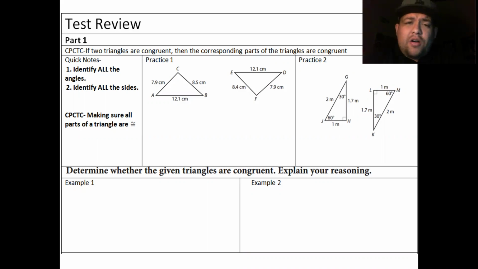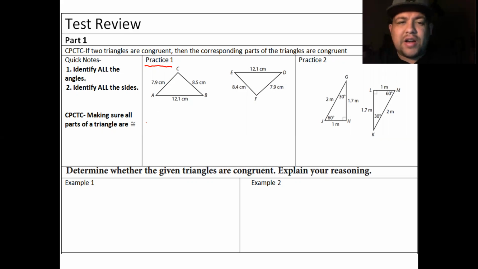To identify all the congruent parts, we want to be able to see how the figures are congruent. And if we can find one part that is not, we can therefore say the triangles are not congruent. When looking at practice 1, we want to see that the identifying parts of these are all the same. So looking at congruent parts, let's look at sides first.